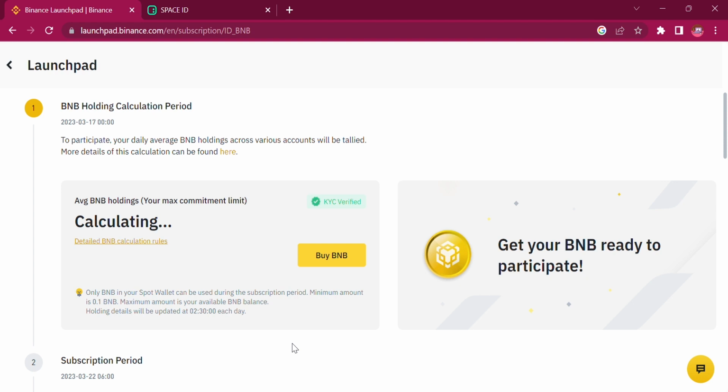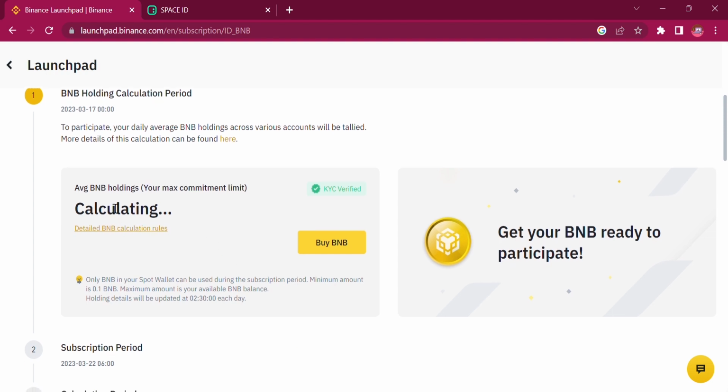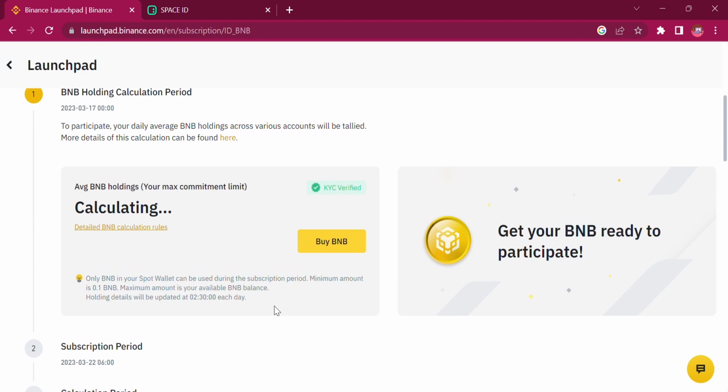So there's a daily calculation that takes place. I'm not going to go into it. Here we have your average BNB holdings, which is going to be your max commitment limit, and that's the importance of why it is actually calculated. Over the 5 days, your average BNB holding will be calculated, and that's going to be your max commitment limit. The minimum amount you can commit when subscription is finally open is 0.1 BNB, right? And your maximum will be based on your average for the 5 days.